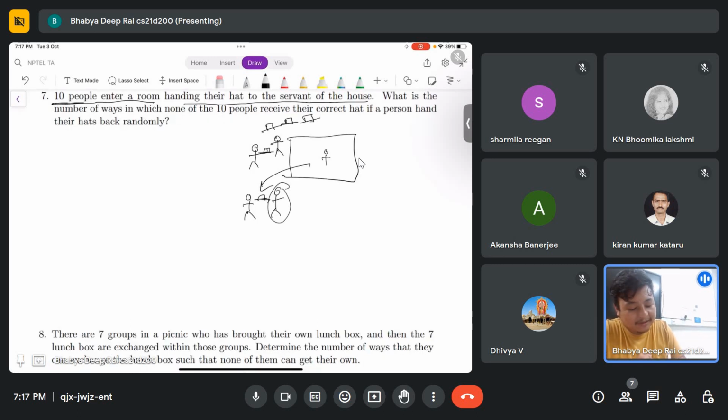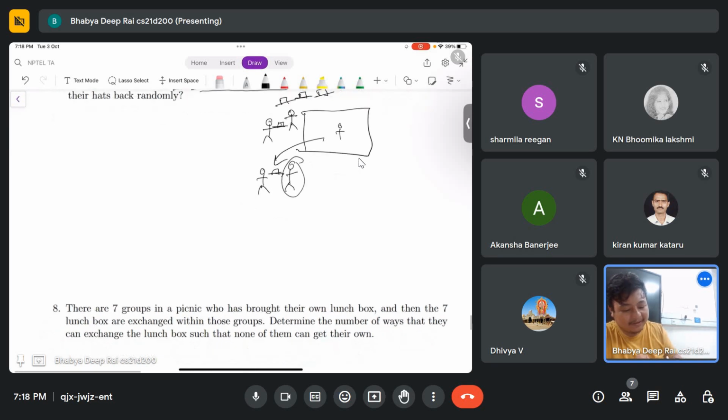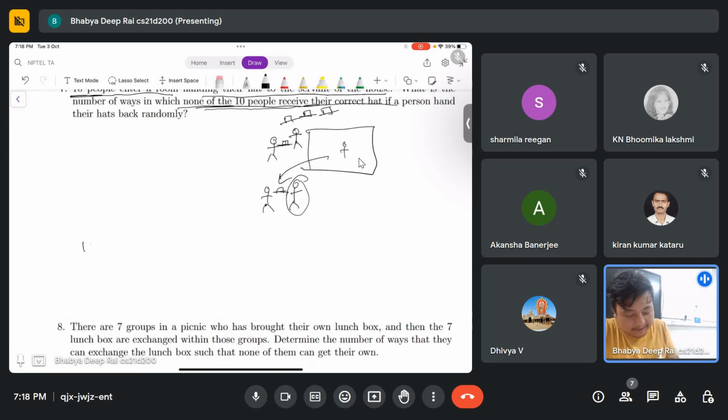So what is the question? None of the 10 people receive the correct hat. So this is where you see the idea of derangement occurring. Derangement says that the person does not receive the correct item. So 10 people do not receive their correct hat.